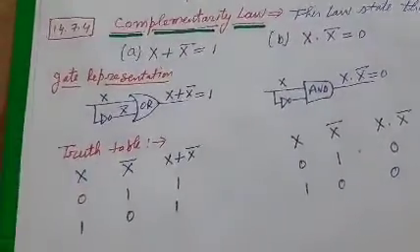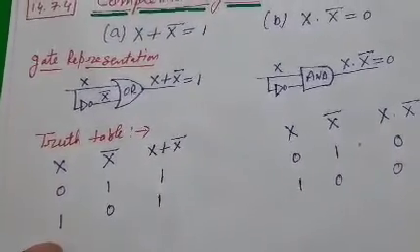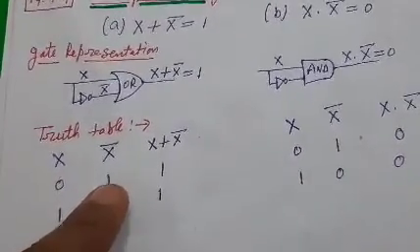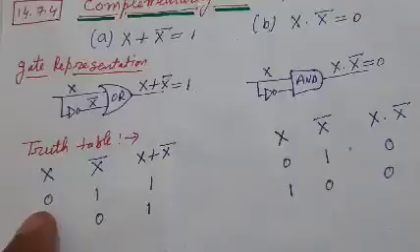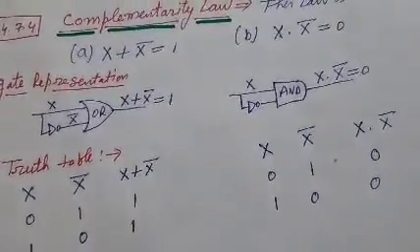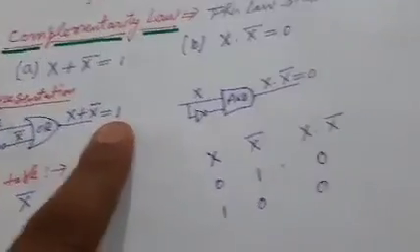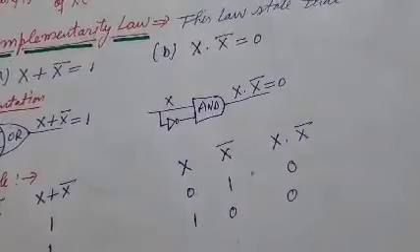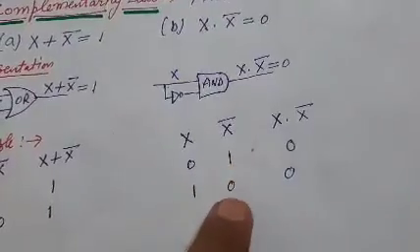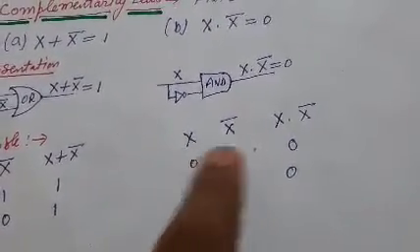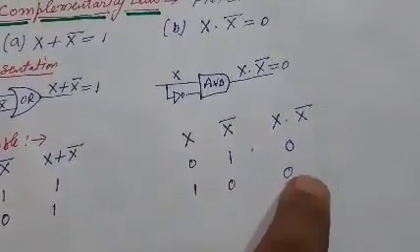How can we prove it? With the help of a truth table. The possible values of x are 0 and 1. The complement of x is: complement of 0 is 1, complement of 1 is 0. The final answer is the addition of these: 0 plus 1 is 1, 1 plus 0 is 1. So we can say x plus x complement equal to 1. Then in case of the AND operator, x dot x bar, the same values 0 and 1, and complements 1, 0. Then multiply these: 0 multiplied by 1 is 0, 1 multiplied by 0 is 0. That is the final answer, 0.